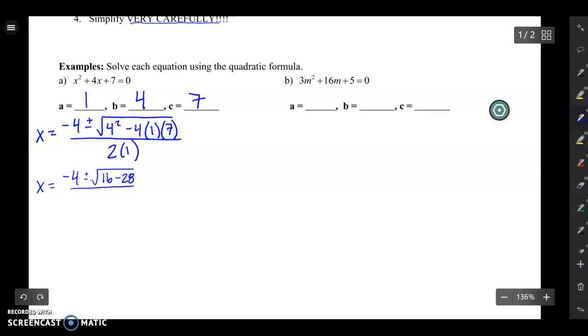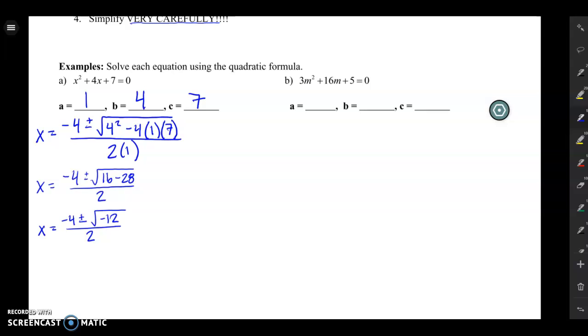All of that's over 2 times 1, which is just 2. Then I'll do a little bit more simplifying. So I have 4 plus or minus the square root of 16 minus 28, which is going to be a negative 12, over 2. So now I have the easy step simplified.